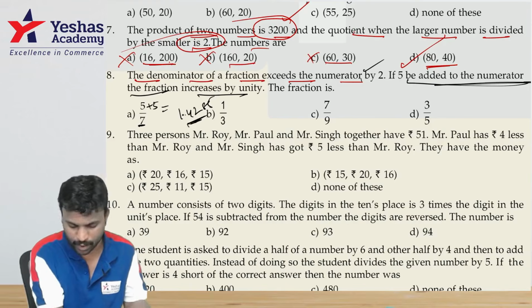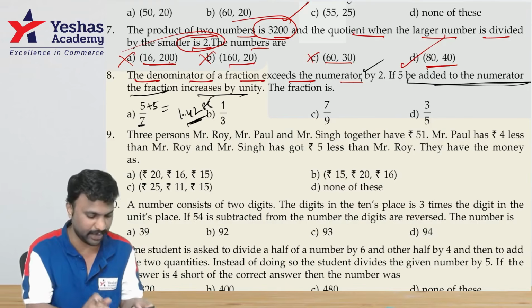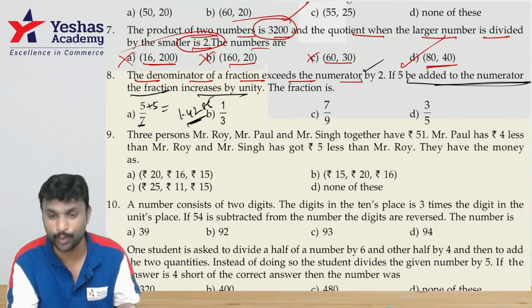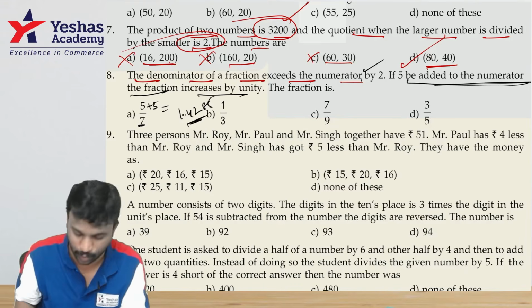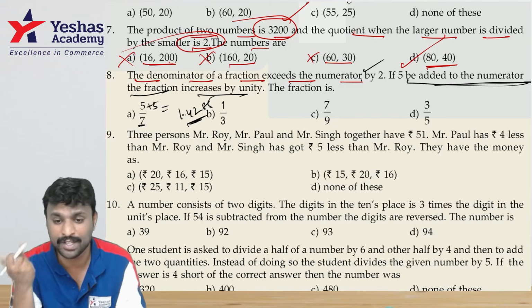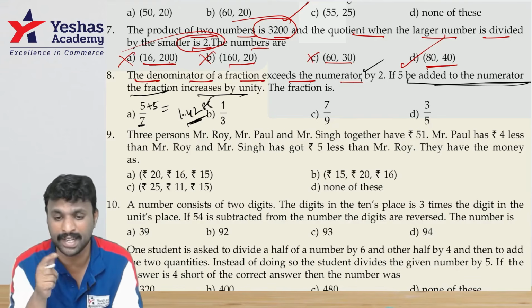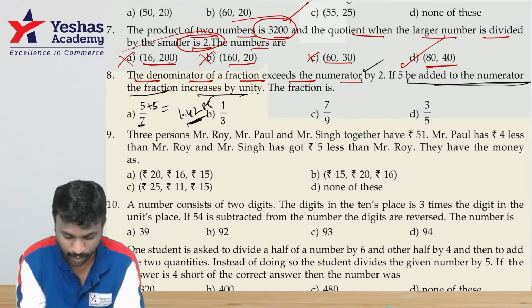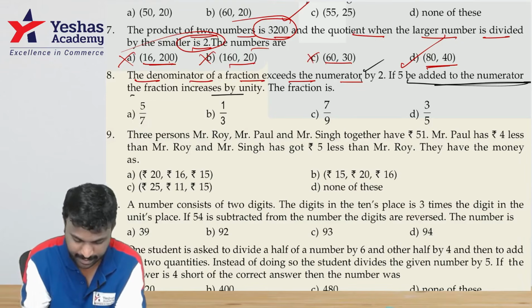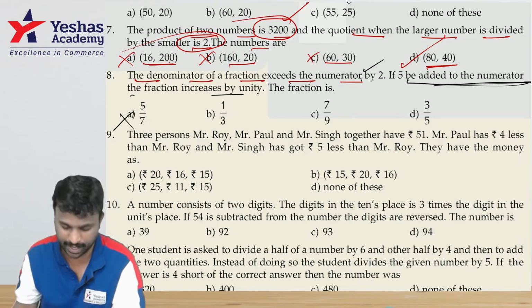But check, what is the original fraction? 5 divided by 7. Is it 0.4285? No, it is 0.7142. So the fraction is not increasing by 1, it is only increasing by around 0.7. Yes or no? So that is not the right answer. Option A is not the right answer.